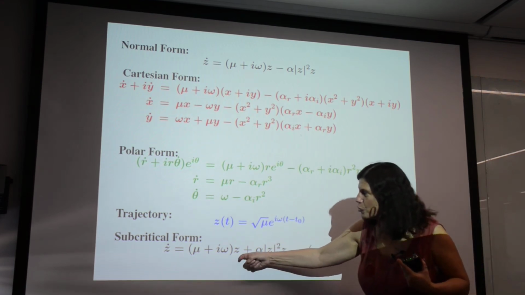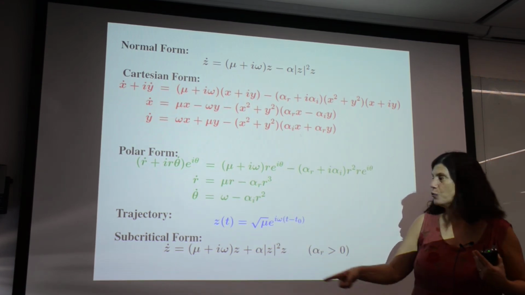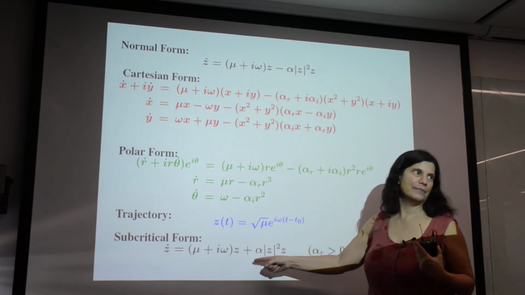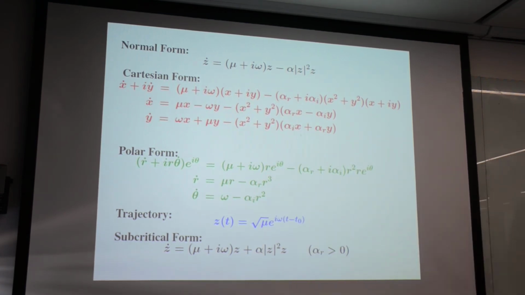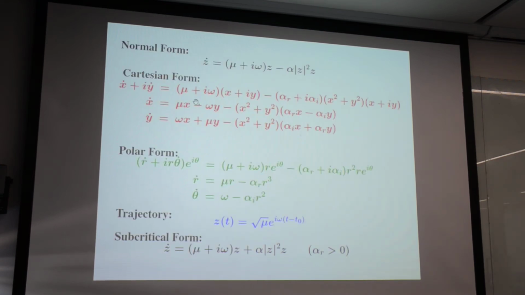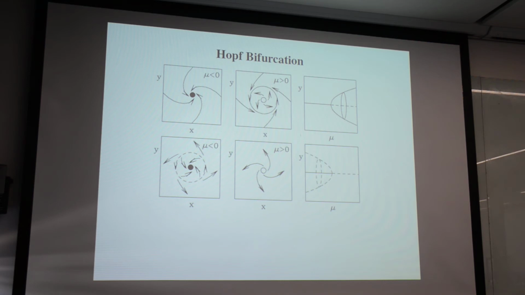This is the subcritical form. It's going to be just like the one for the pitchfork. Instead of having a minus term here, you're going to have a plus term here. So that's pretty much all there is to say about the Hopf bifurcation. I think it's the other remaining local bifurcation. So you're finished with all the local bifurcations.